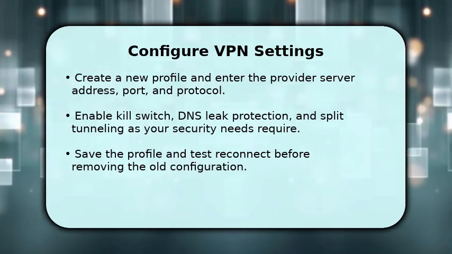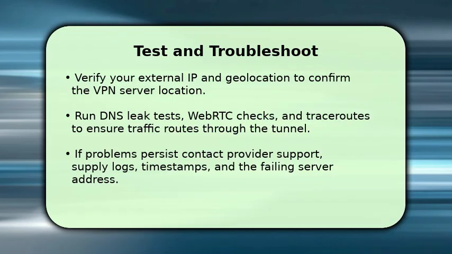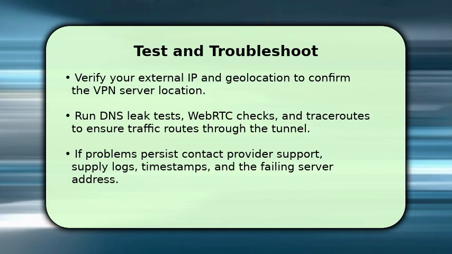After connecting, verify your external IP and geolocation to confirm the VPN server location. Run DNS leak tests, WebRTC checks, and trace routes to ensure traffic routes through the tunnel. If speeds drop, switch protocols temporarily and test latency and throughput using speed tests.